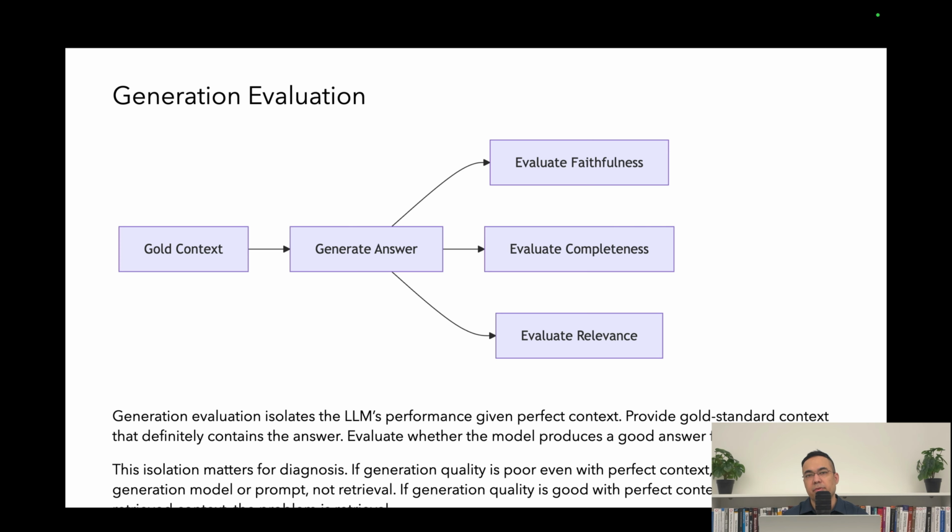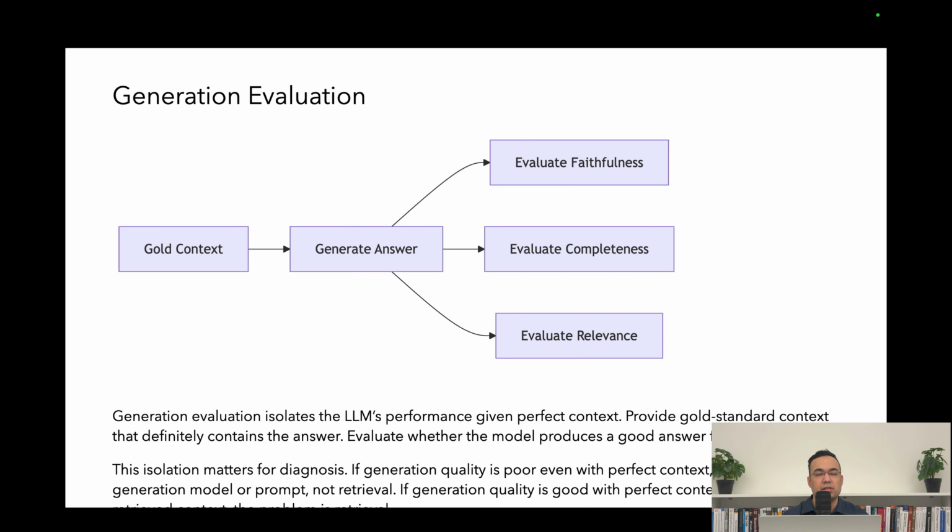A faithful answer makes no claim beyond what the context supports. Completeness measures whether the answer addresses all aspects of the question. A complete answer does not omit relevant information present in the context. Relevance measures whether the answer actually addresses what was asked. And conciseness measures whether the answer is appropriately brief without padding.